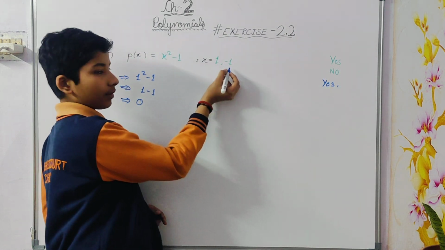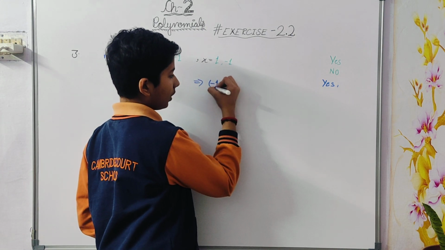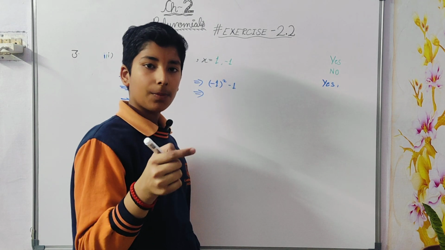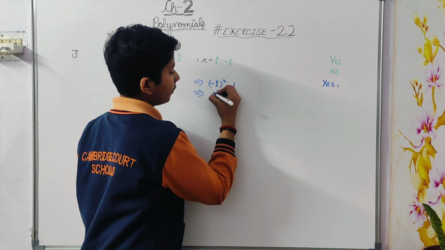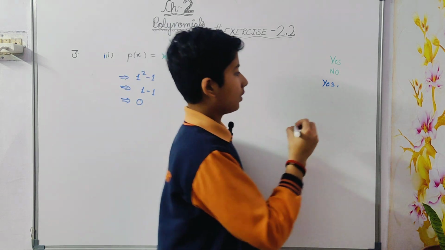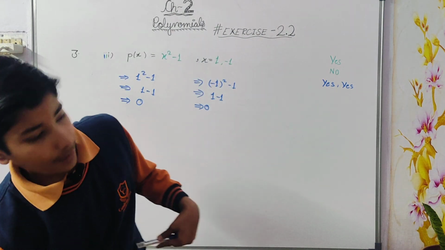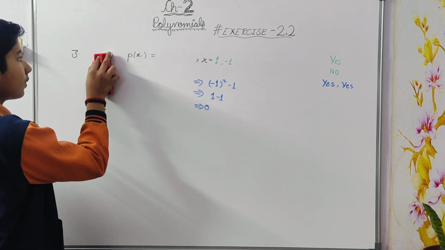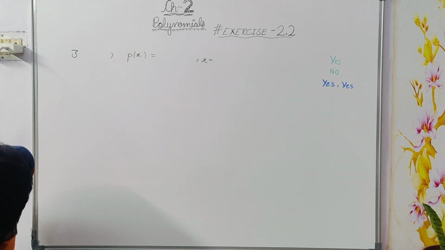And comma, because there is one more. For this one we'll do minus 1 square minus 1. Minus 1 square is minus 1 multiplied by minus 1. So the minus signs cancel, and 1 times 1 is always 1. 1 minus 1, again 0. So here yes, comma, yes.